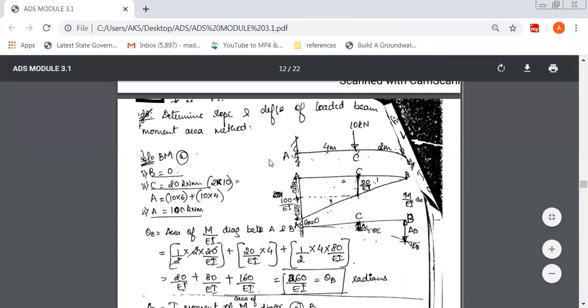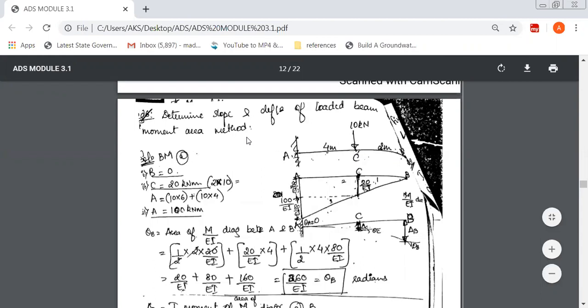Okay, the next problem is again the same cantilever problem. This time there are two loads, both are point loads only. Actually, it is not visible here, but at 4 meter, there's 10 kilonewton. And for the next 2 meter, there is another load that is also 10 kilonewton. All right. So determine the slope and deflection of the loaded beam by moment area method.